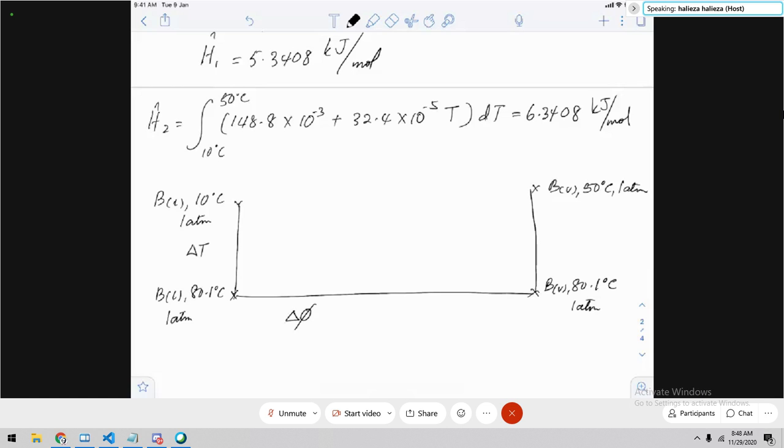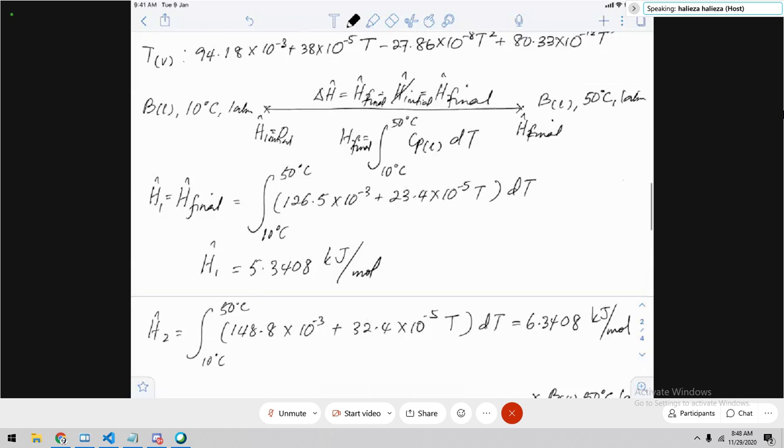Sorry, I could not get a straight line there. From 80 degrees C, you're going to go to 50 degrees C. Same pressure, same phase. So that is only a change of temperature. Okay? So this is delta H1, this is delta H2, this is delta H3. So that H2 is only a change of phase, so that will be your latent heat of vaporization. So if you write the value which we got earlier.